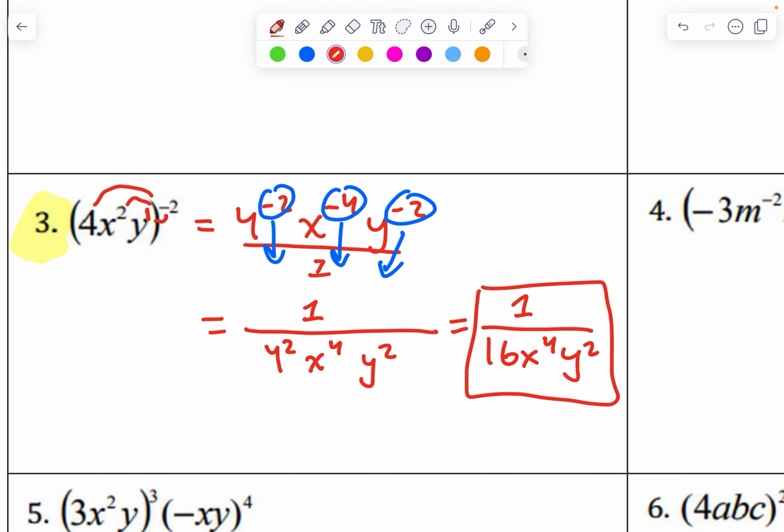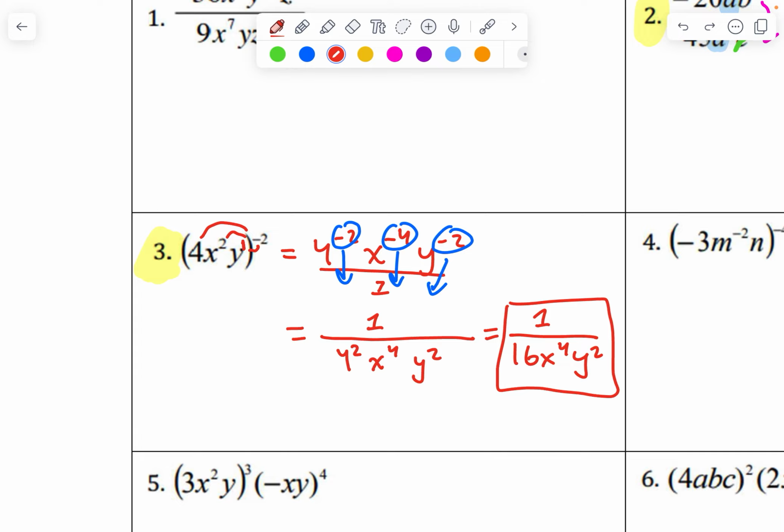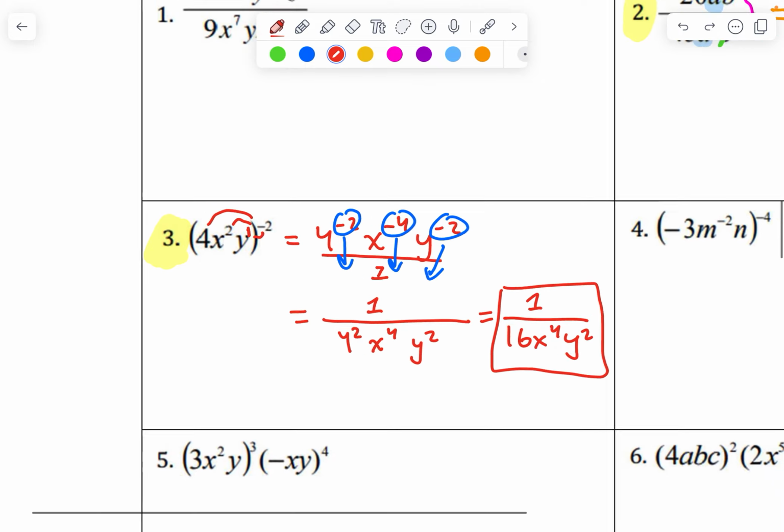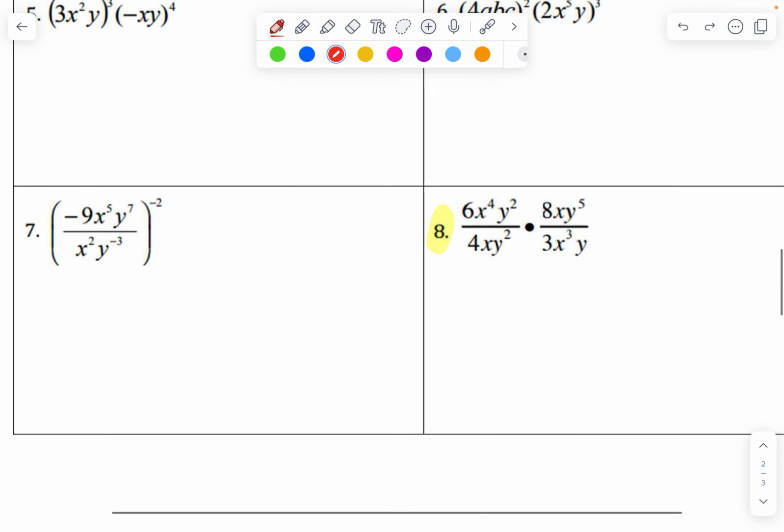Okay, so I just want to remind you to make sure you move anything with a negative into the other side, and even though all of these left the numerator, it still was a fraction. The numerator just had a 1 in it. Okay, so that was the second to last one. Now I'm going to move on to the last one, number 8.